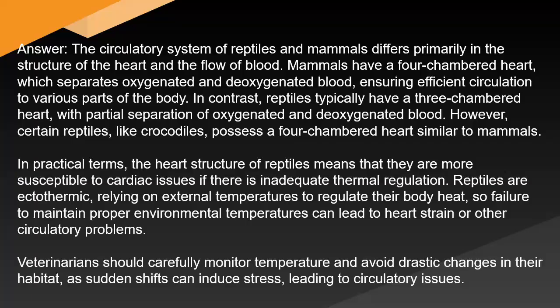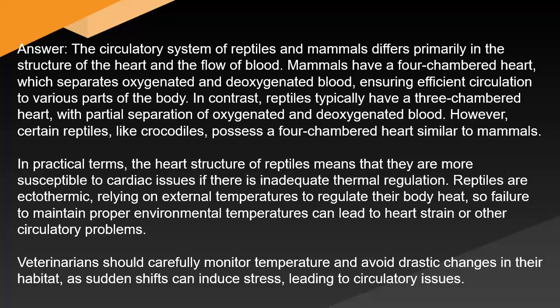Explain the key differences in the circulatory system of reptiles and mammals and how these differences impact the care of these animals in a veterinary setting. Answer: the circulatory system of reptiles and mammals differs primarily in the structure of the heart and the flow of blood. Mammals have a four-chambered heart which separates oxygenated and deoxygenated blood, ensuring efficient circulation to various parts of the body. In contrast, reptiles typically have a three-chambered heart with partial separation of oxygenated and deoxygenated blood. However, certain reptiles, like crocodiles, possess a four-chambered heart similar to mammals.